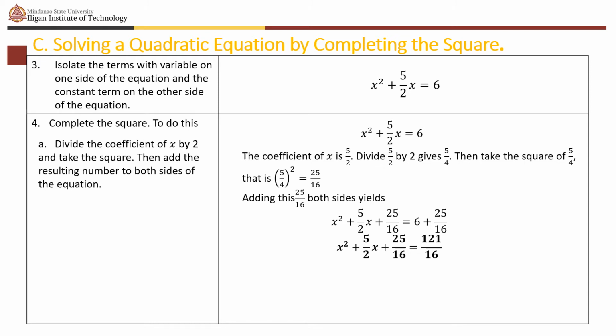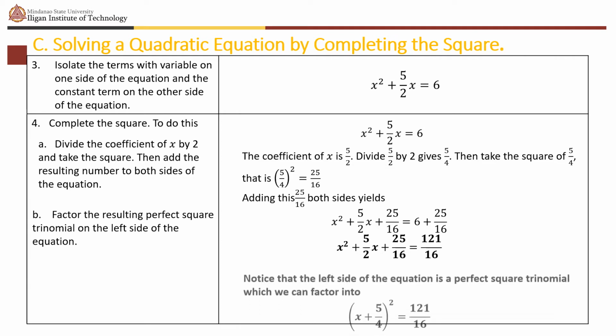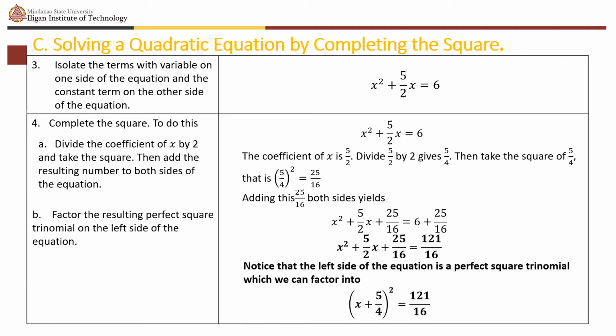So x squared plus 5 over 2x plus 25 over 16 equals 6 plus 25 over 16. You now have x squared plus 5 over 2x plus 25 over 16 equals 121 over 16. Then you can now factor the resulting perfect square trinomial on the left side of the equation. Notice that the left side is a perfect square trinomial which can be factored into x plus 5 over 4 squared. This is equal to 121 over 16.